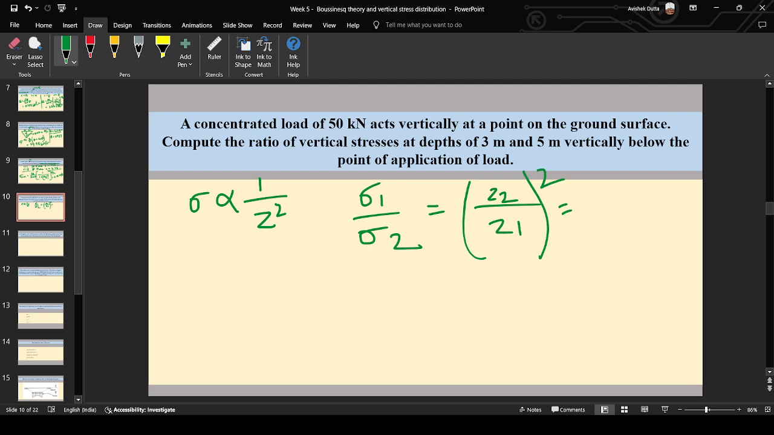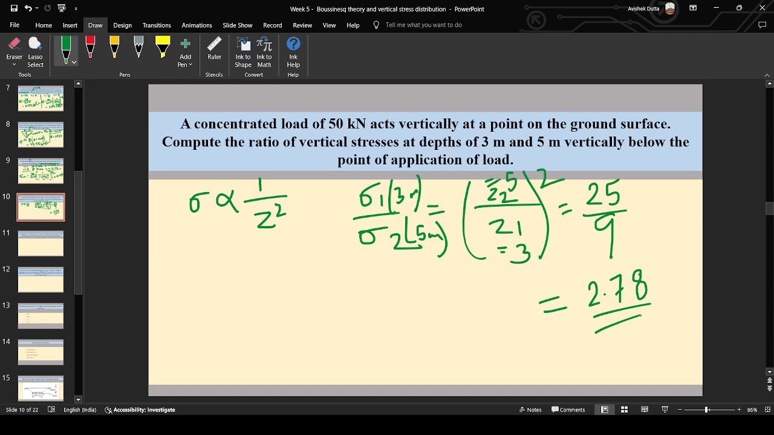So vertical stress at a depth of 3 meters, and this is the depth of 5 meters. So Z1 will be 3, Z2 will be 5. So it is 25 by 9. The value is 2.78.